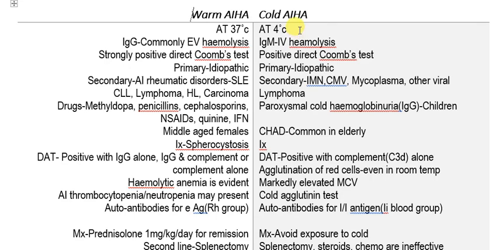So practically speaking, our core body temperature is around 37 degrees Celsius, and when you move on to the peripheries, that means the limbs, the fingers, toes, the temperature becomes lesser and lesser. So because of that, these manifestations of cold autoimmune hemolytic anemia are usually seen in the peripheries of the body.